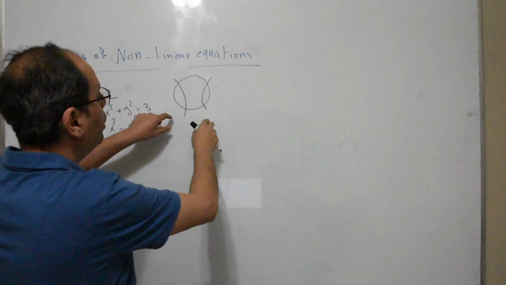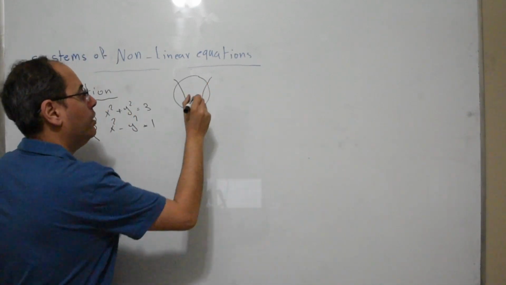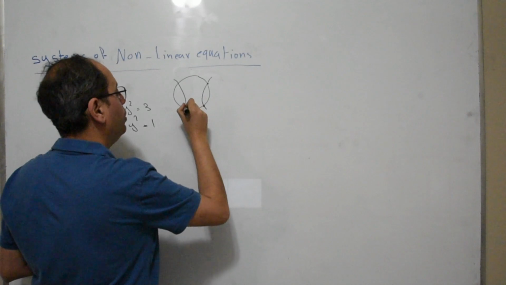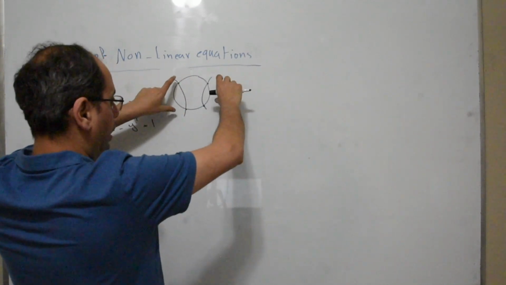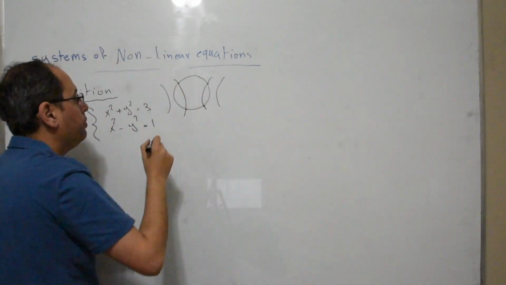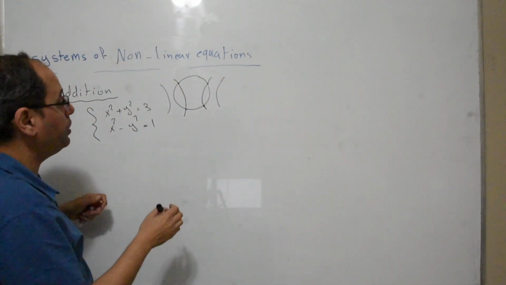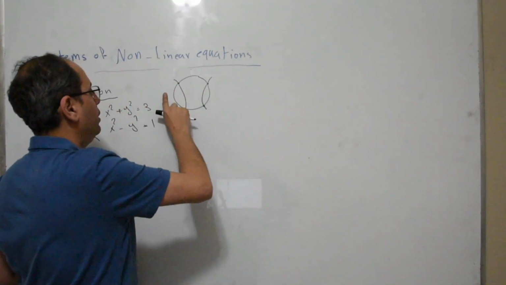Okay? So it could intersect the circle in how many points? 1, 2, 3, 4. Or it could not intersect the circle like that. So in this case, we can have 4 solutions or less. So let's try that. Okay?